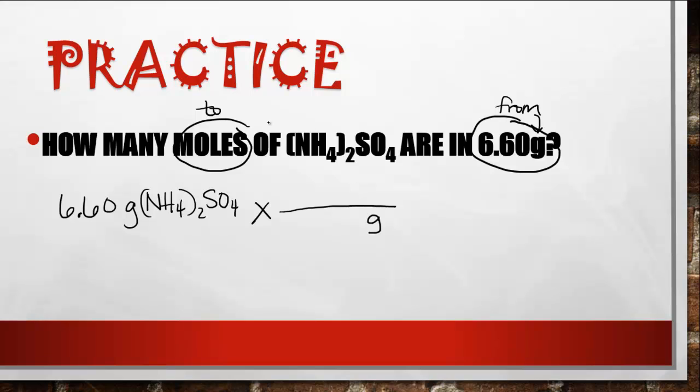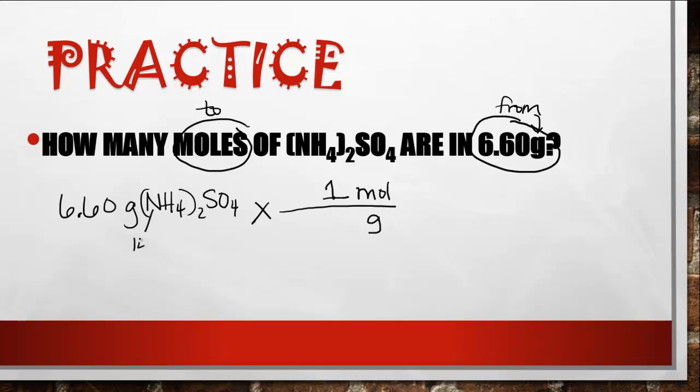On top is going to be my to unit, so this is going to be moles. Now I need to fill in some numbers. Again, in front of moles we are always going to use 1. For grams we need to get the molar mass. So I have to go back to my molecule and I have to look it up and add it up.